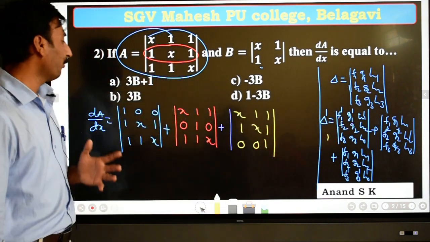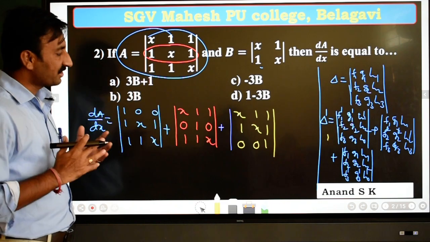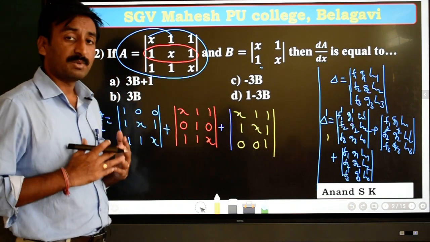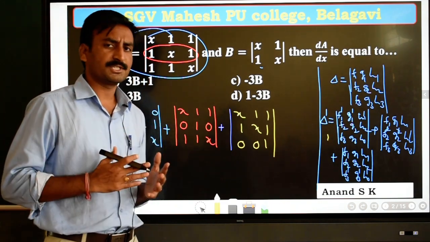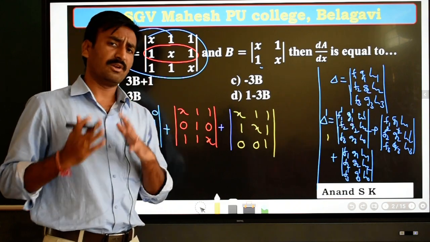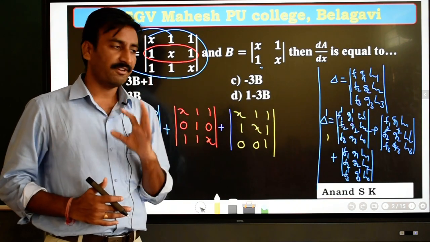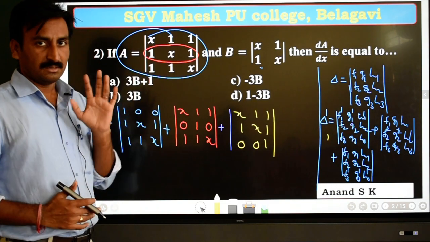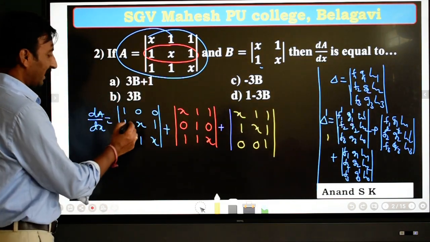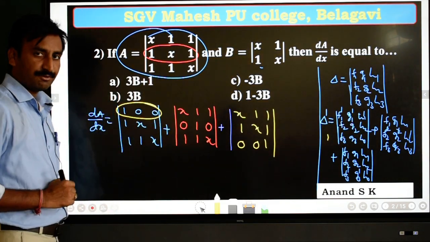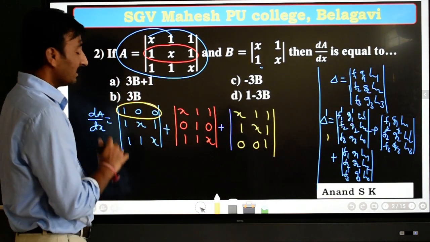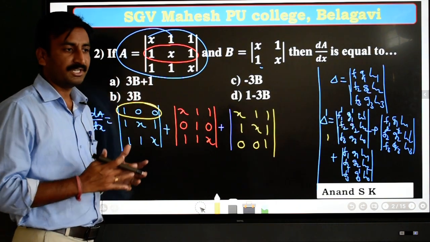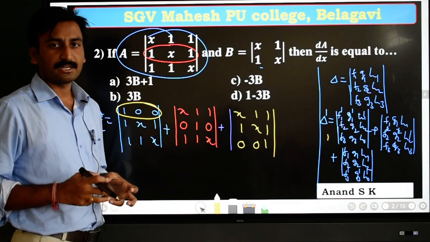Now what we have to do here is, you must have an idea of how to expand any determinant, along the first row, along the second row, or along any column. You must be aware of how we expand determinants. If you are expanding this determinant along the first row, the first row elements are multiplied with all the expanded smaller determinants.